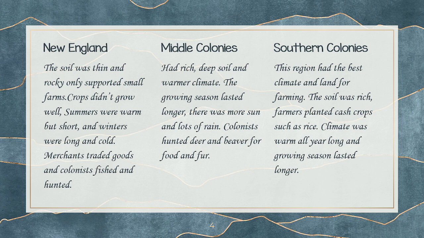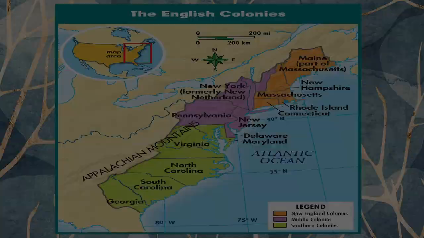Then in the southern colonies, this region was the one that had the best climate and land for farming. The soil being so rich helped farmers plant cash crops like rice. Climate was warm all year long, and the growing season lasted longer than any of the other colonies.